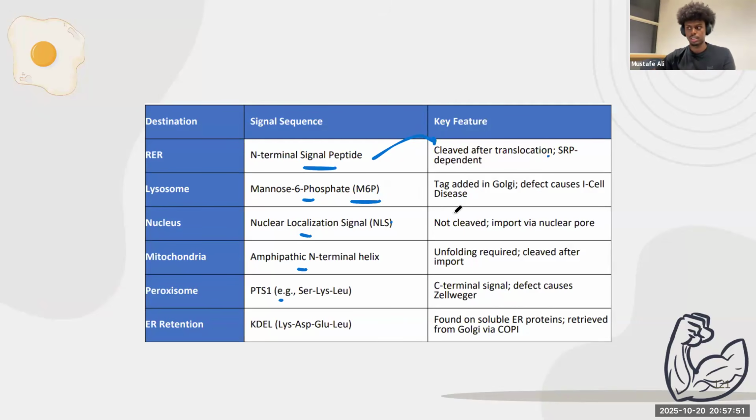And if the M6P is not made, if the N-acetylglucosamine 1-phosphotransferase enzyme is not working, it could lead to I-cell disease. Okay? If the NLS is present on the protein, it takes it to the nucleus. If there's an amphipathic N-terminal helix, it takes it to the mitochondria. If there's a PST1 present on the protein, it takes it to the peroxisome. Okay? I just want you to link these three. For the ER, don't mind about it. It's not really important. If you understand these concepts, then you'll be good for this lecture, inshallah.